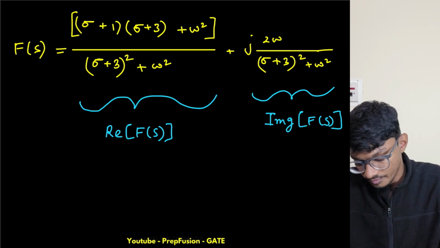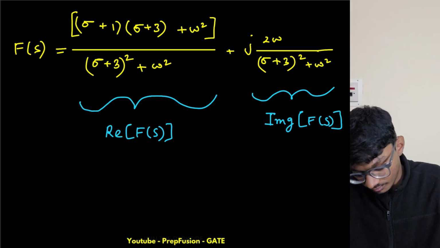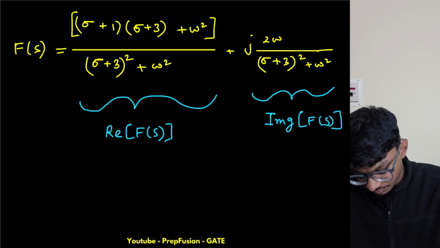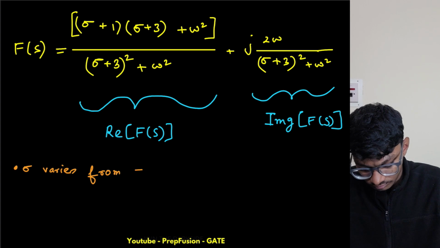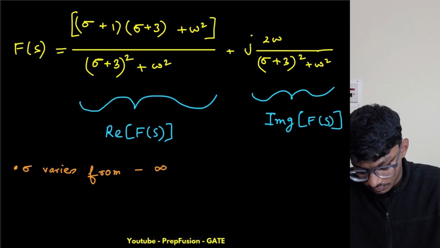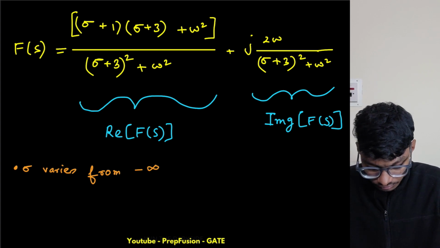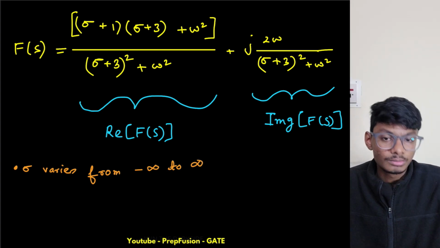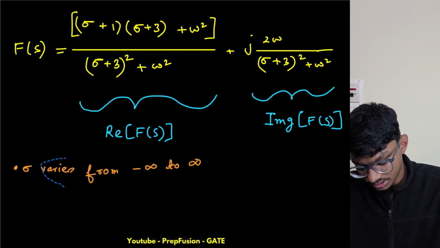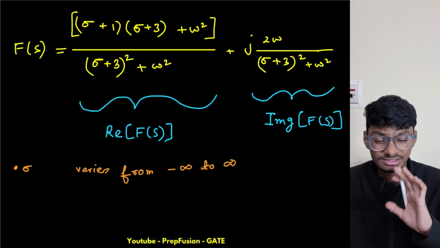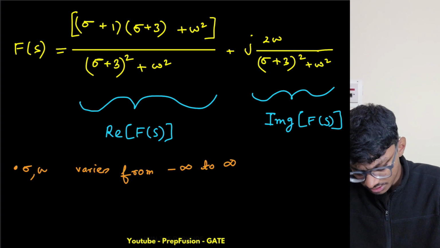So what I can say, sigma varies from minus infinity to infinity. And also sigma and omega here are just simple mathematical parameters for using the mapping theorem.